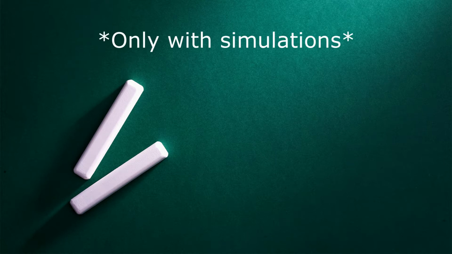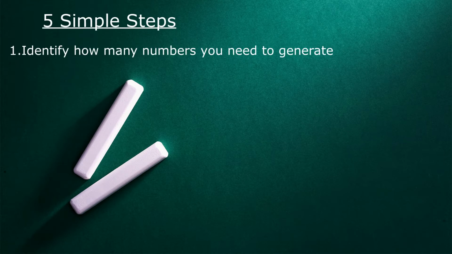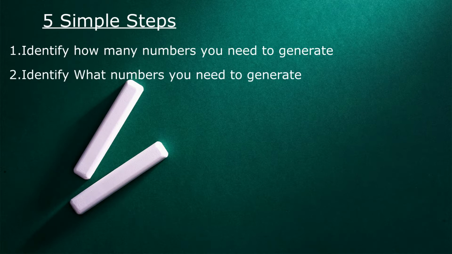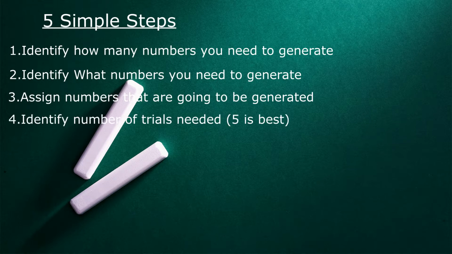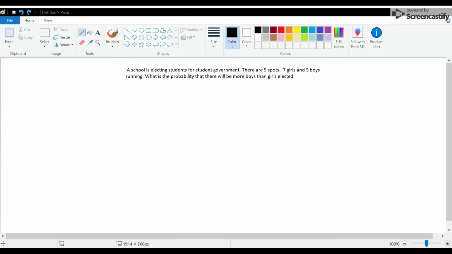When going into a problem, there are 5 steps that you should do. Note, this only works with simulations. 1. Identify how many numbers you need to generate. 2. Identify what numbers you need to generate. 3. Assign numbers that are going to be generated. 4. Identify number of trials needed to perform. And 5. Carry out the trials.